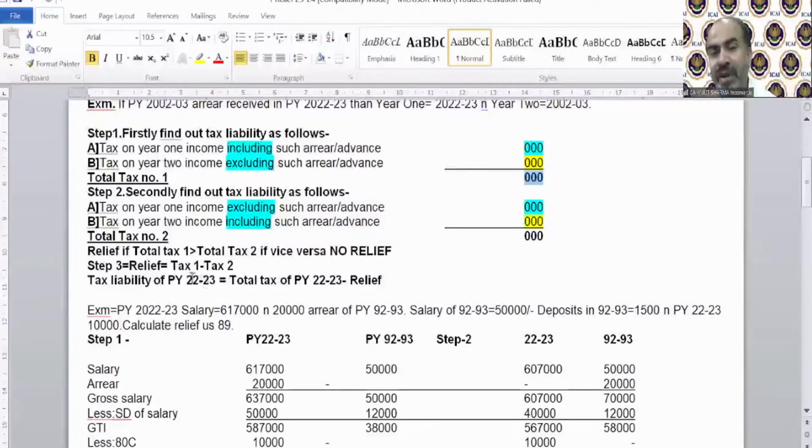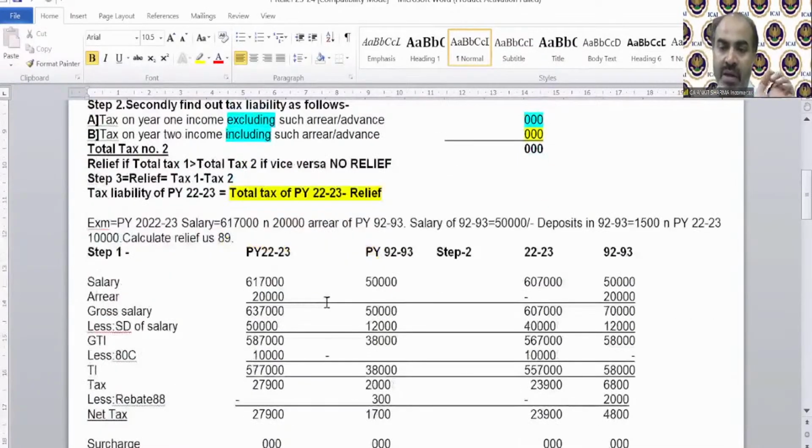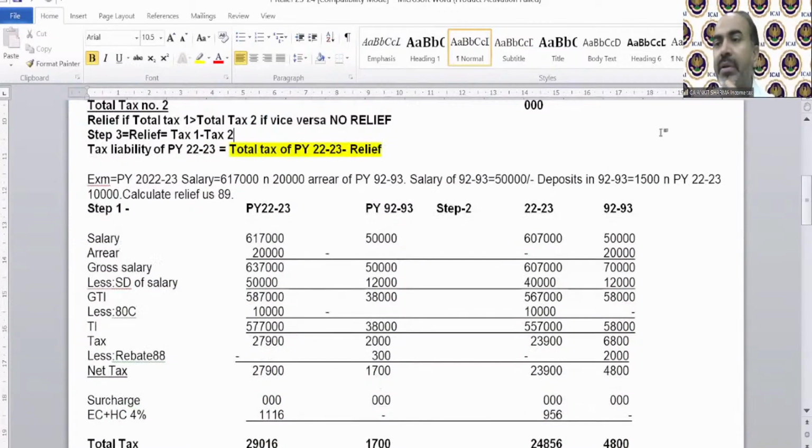How will relief be provided? The previous year 22-23 tax liability minus relief. So this is the way we need to provide the relief provision. Now we are going on a break, and after the break, I will solve the numerical question related to relief, which has been given in the notes. So let's meet after 10 minutes of the break.